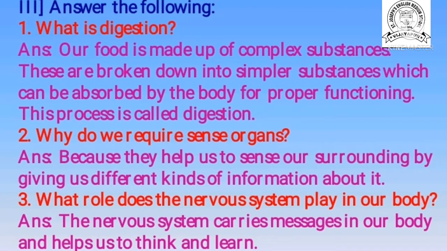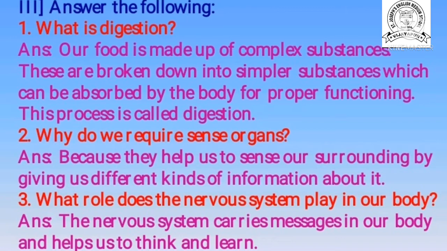Now the next one, third question: what role does the nervous system play in our body? Answer: the nervous system carries messages in our body and helps us to think and learn. Now in our body, the nervous system is there. It is the master of all organ systems. It controls all the organ systems. Now what is the role of the nervous system? Now I tell the answer by reading. So when I read, you listen. At that time, your brain says that your teacher says the answer.